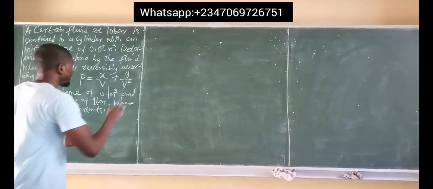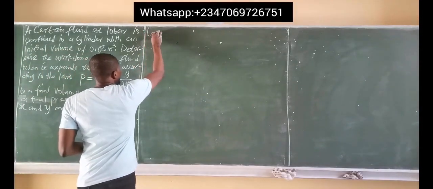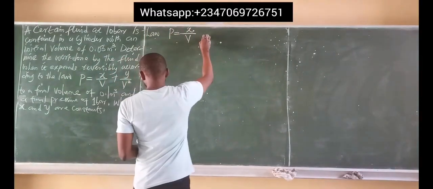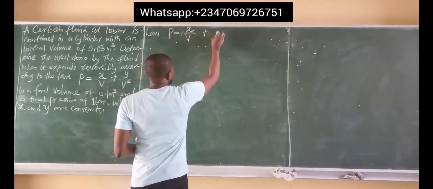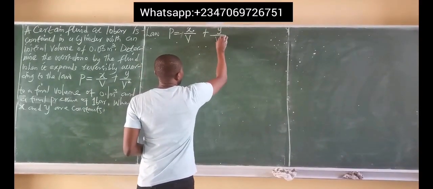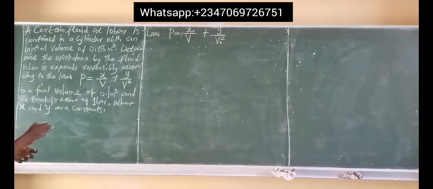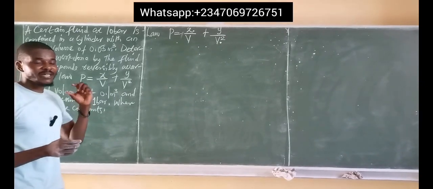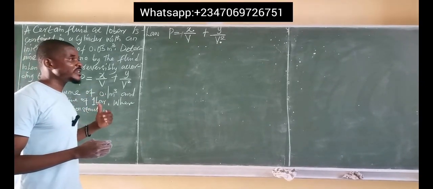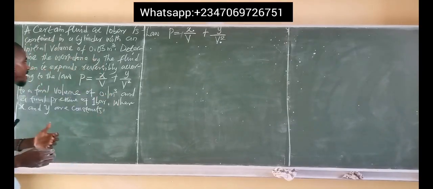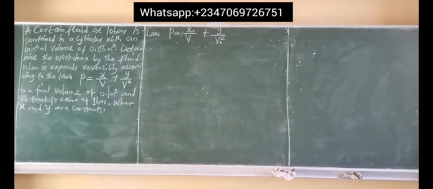Okay, so let's pick out the law. We are given the law to be P equals x all over V plus y all over V squared. And again, they said determine the work done by the fluid when it expands reversibly. By that sign convention, expand simply means that at the end of the calculation, we should have a positive work done. All right, it expands reversibly according to this given law.